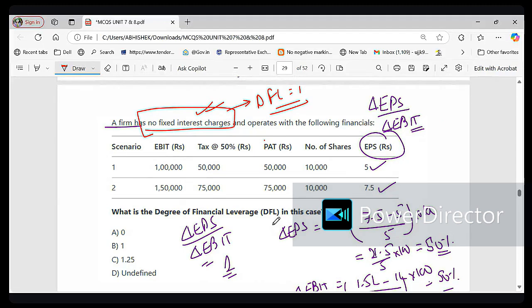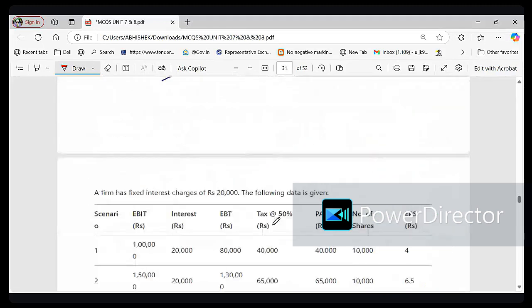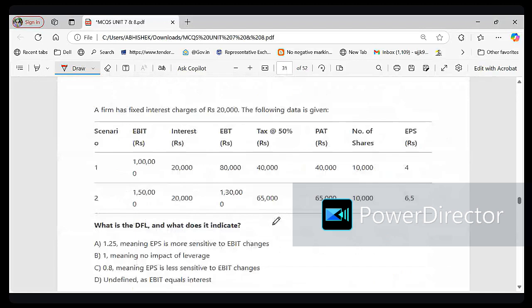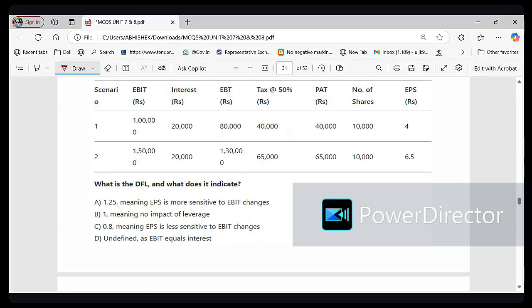Now friends, let's look at the second question. Now the same scenario, but here interest is involved. Now you see another column for interest here, right? This is a very good question. In scenario number 1, you can see EBIT is given, interest is given, EBT is given, tax is given, PAT is given, number of shares and EPS are given. Similarly in scenario number 2. Now the question is, what is DFL and what does it indicate? Very good. It is clear.